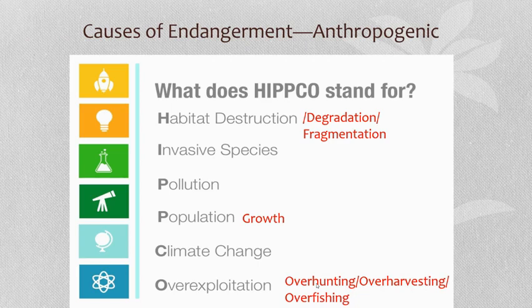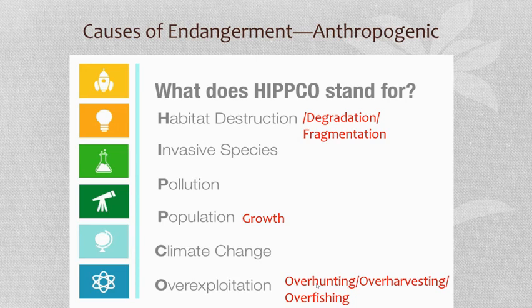There are also causes of endangerment that are caused by humans. And so there's a fun little acronym called HIPCO, and these are six human causes of endangerment. So habitat destruction, which also includes habitat degradation or habitat fragmentation, can cause species to become endangered. Invasive species, right, which we learned are caused by humans, can result in native species becoming endangered.